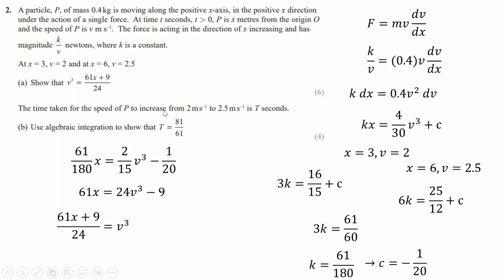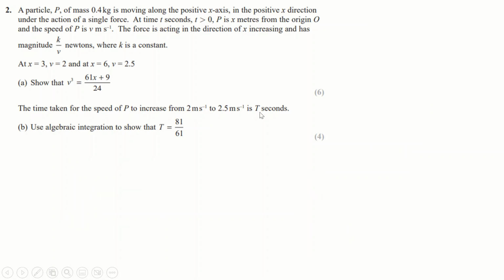The time taken for p to increase from here to here. So now we want to use the formula F equals m dv by dt, because we're talking about time now. So again, F is just k over v still, m is still 0.4. This is another simultaneous equation. K we know to be 61 over 180, so I can replace that in there like this.